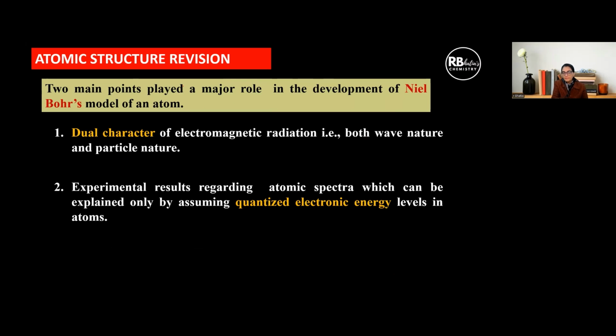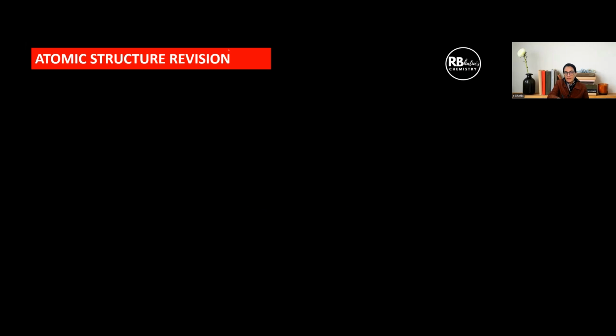The main points that played a major role in the development of Bohr's model were the dual character of electromagnetic radiations, that is both wave nature and particle nature, and experimental results regarding atomic spectra, which can be explained by assuming quantized electronic energy levels. These 2 points we are going to cover in the next video.